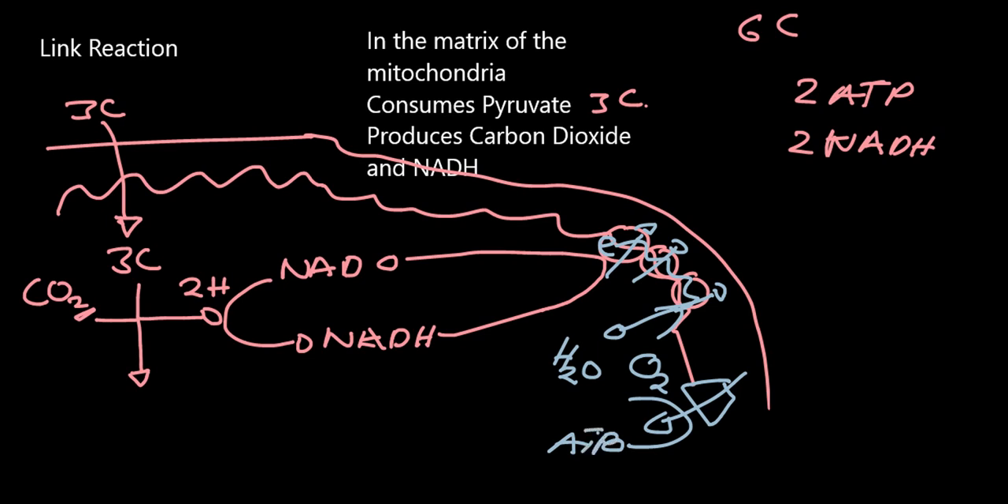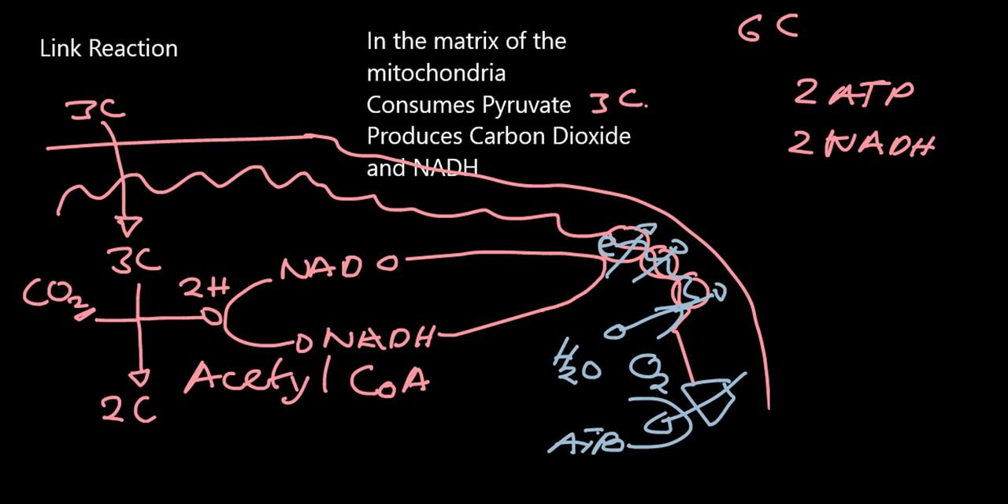Back to the link reaction. We've gone from the pyruvate, we've decarboxylated it, and we've dehydrogenated it, so we're left with a 2-carbon fragment known as acetyl, and the acetyl joins with another carrier molecule called coenzyme A to become acetyl-CoA. Okay, that's the link reaction.